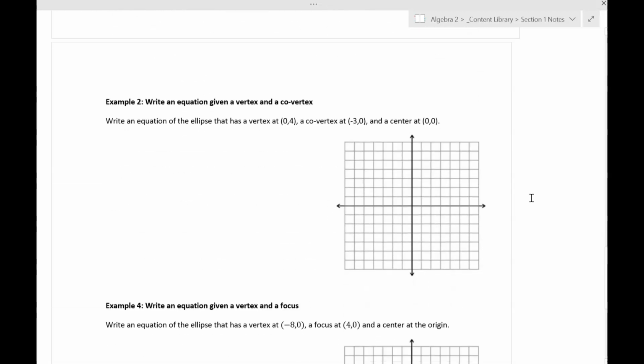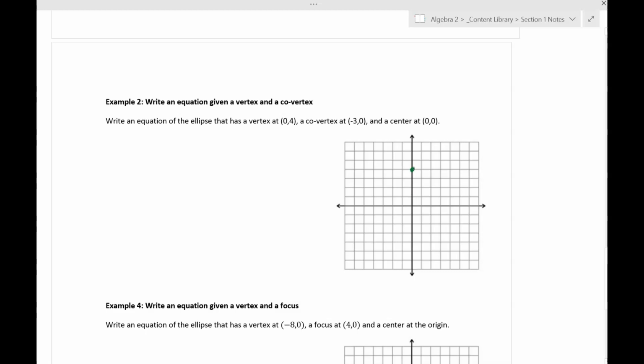Write an equation given a vertex and a covertex. We want to write an equation of the ellipse that has a vertex at 0, 4, a covertex at negative 3, 0, and a center at 0, 0. The fact that the center is at 0, 0 is nice because we don't know how to graph something that's not centered at 0, 0 with the information we've been given so far. So it helps to just plot these things. One of its vertices is 0, 4, so up here.